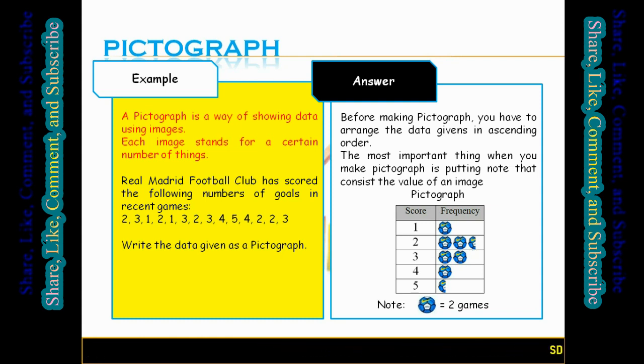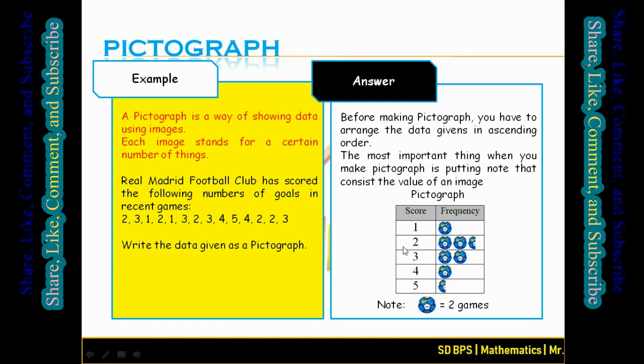Because in this column we have 2 balls and a half ball. 2 balls means 4 games, and then a half ball means 1 game. So the total games in which Real Madrid Football Club scored 2 goals is 5 games.